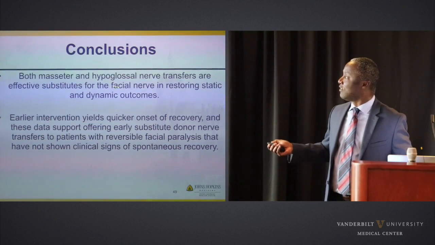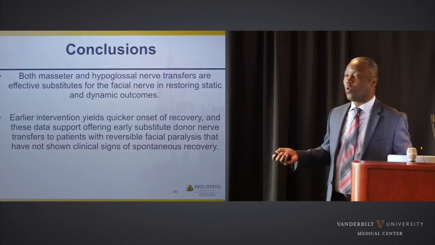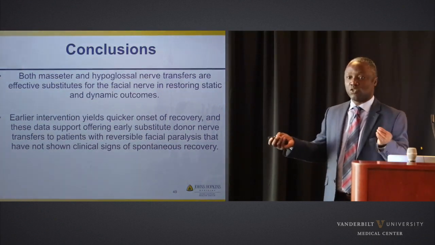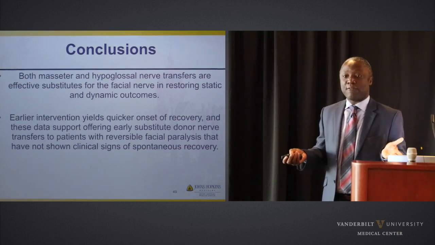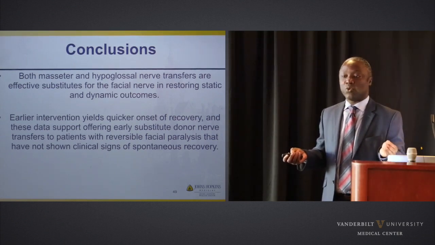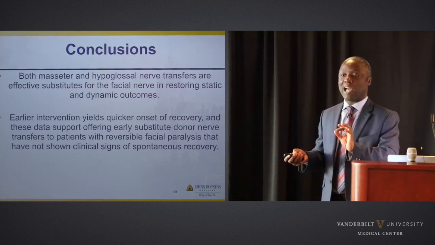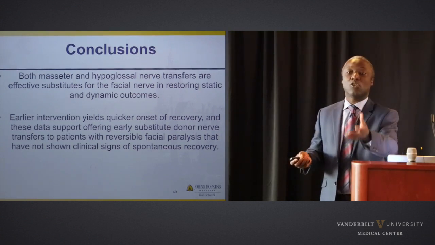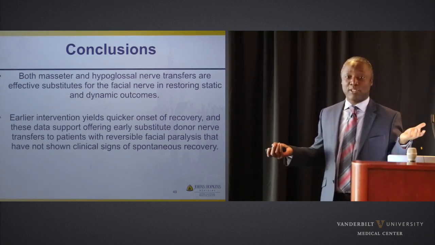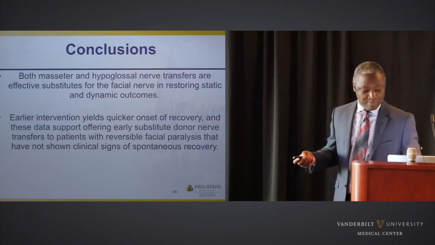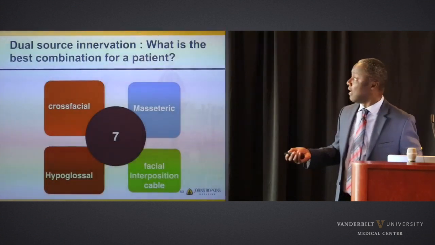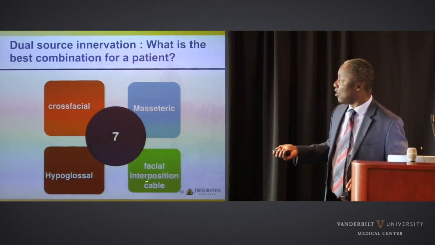Because each of these nerves has its unique features, why not combine the unique features of the two to get what you want? So if I want a little symmetric tone, I may do a jump graft from the hypoglossal to the facial and still connect the masseter nerve. So I get the best of two worlds, always taking advantage of the attributes of all those nerves.